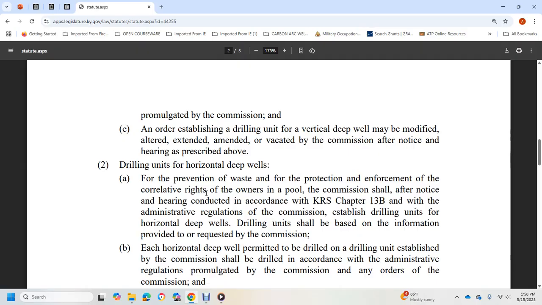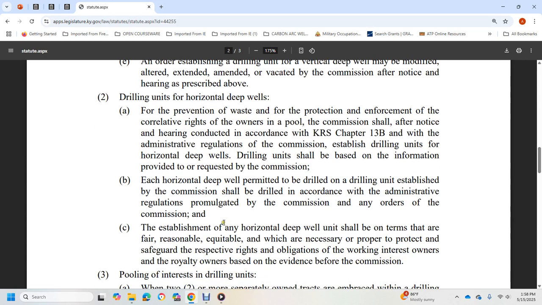Drilling units for horizontal deep wells shall be established for the prevention of waste and for the protection and enforcement of the correlated rights of owners of the pool, by the Commission after notice and hearing conducted in accordance with Kentucky Revised Statute Chapter 13B. By administrative regulation, the Commission shall establish drilling units for horizontal deep wells based on the information provided with the request. Each horizontal deep well permitted to be drilled in a drilling unit established by the Commission shall be drilled in accordance with the administrative regulation promulgated by the Commission.